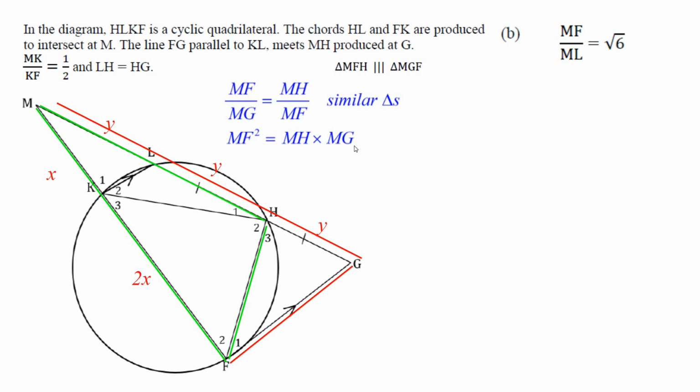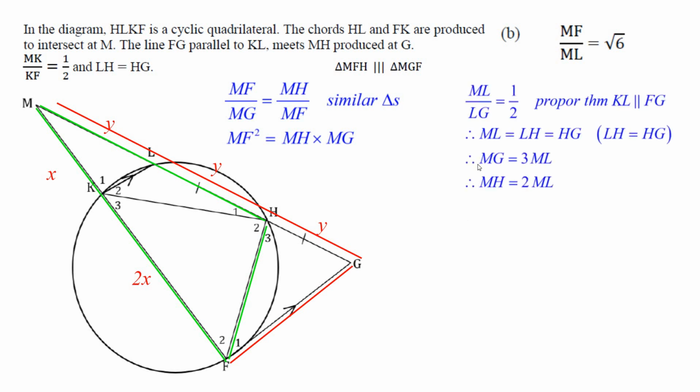But this MH and MG, how are we going to turn that all into ML? Well, let's just think about it. MH, isn't that MH? There's ML. Looks like MH is 2 ML. And MG is 1, 2, 3 ML. That's how I did it.